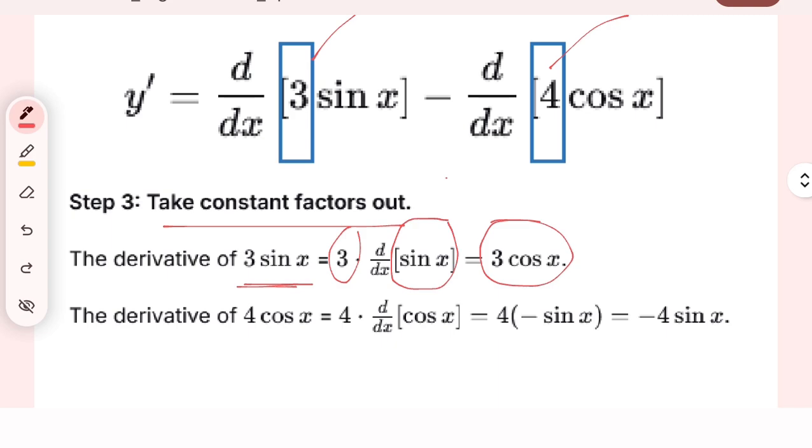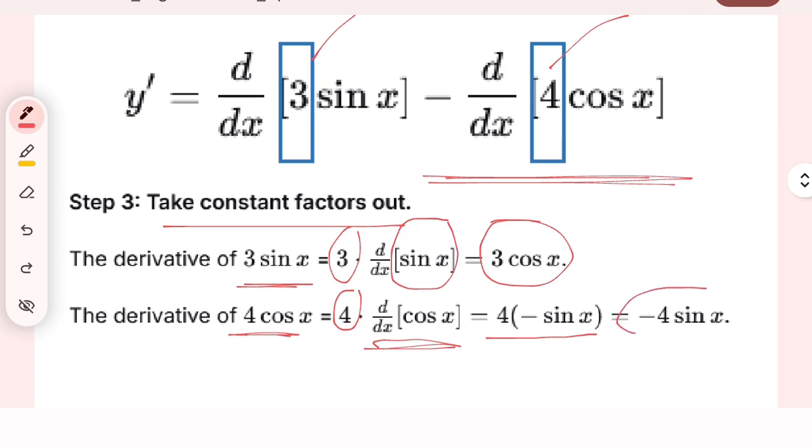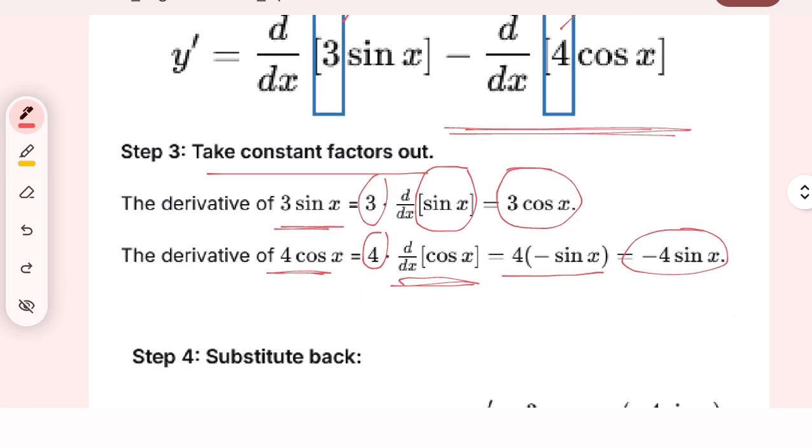Next, this one. What's the derivative of 4 cosine x? We take the 4 outside, and we take the derivative of cosine x. So it will be 4 times negative sine x, because the derivative of cosine x is negative sine x. Therefore, the result is negative 4 sine x.